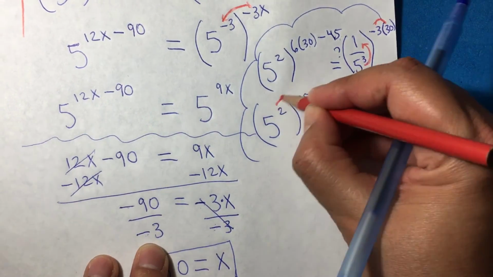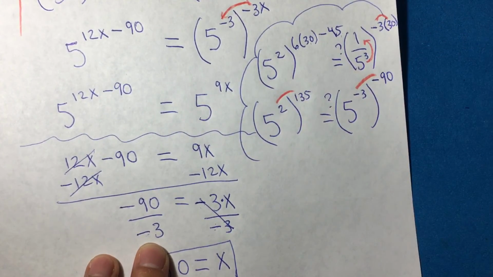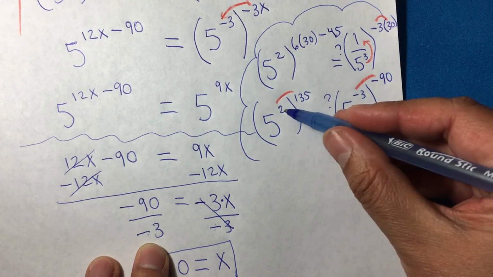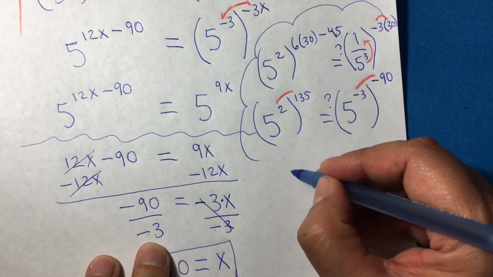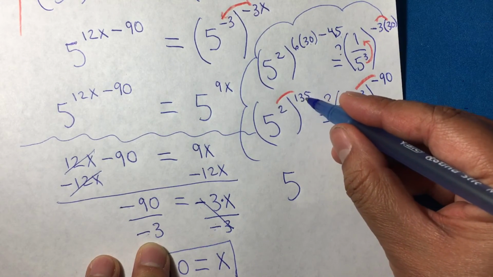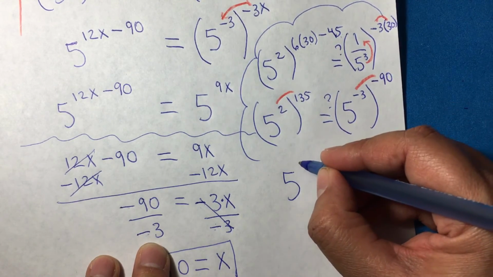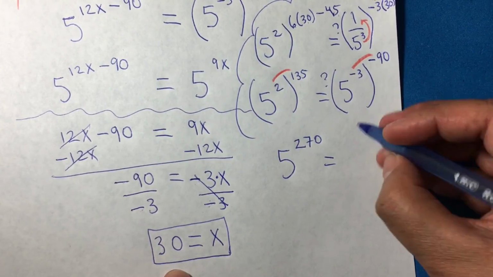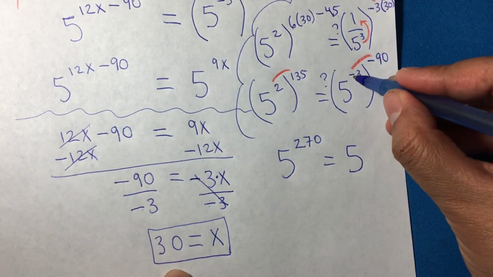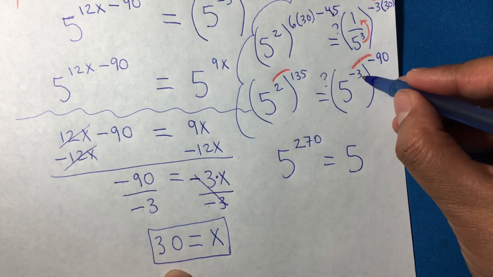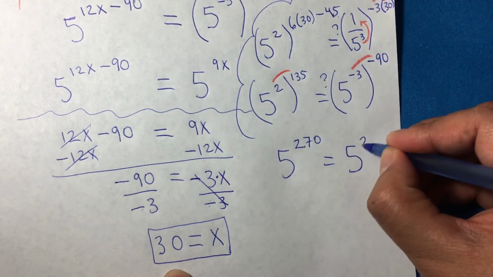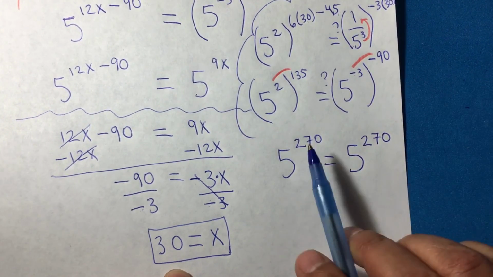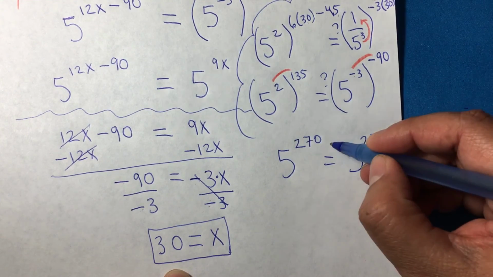And now we can multiply each pair of power raised to another power. Keep the 5. 2 times 135 is 270. On the other side, we keep the base. Negative times negative is positive. 3 times 90 is 270. So as you can see, they are the same, and we say check.